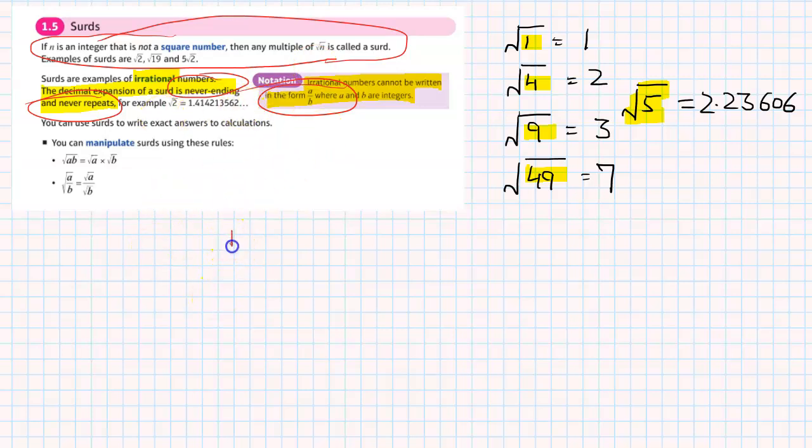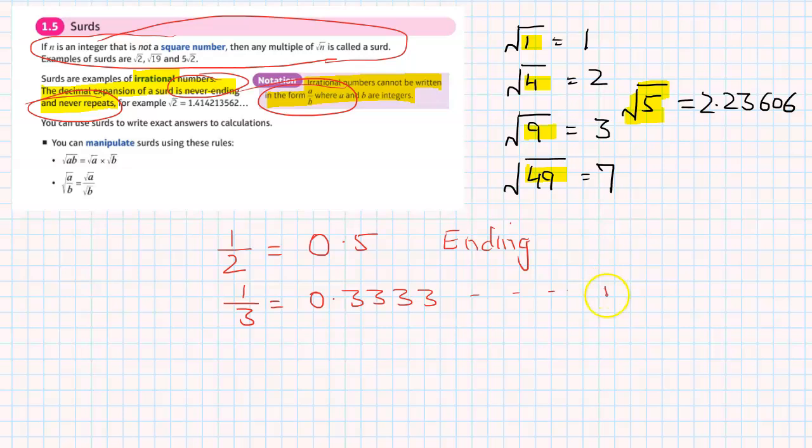If I write 1 over 2, your answer will be 0.5. It has an end, so this decimal number is ending. If I write 1 over 3, that is 0.3333. It is never ending.